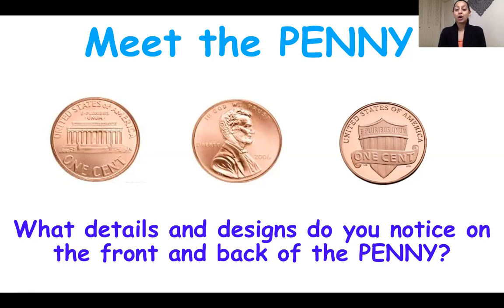All right, so I hope you noticed that on this side of the penny, there's a building that has lots of columns up and down it, and there's also stairs, and it says 1 cent. On this tail side of the penny, there's a shield, and it has a banner that says 1 cent going across it. In this head side of the penny, there is a person, that's Abraham Lincoln, and he has short hair and a beard, and you can see his shoulders and his chest a little bit, and it looks like he's wearing a suit with a bow tie. So all of these details help us remember and know when we see a penny.